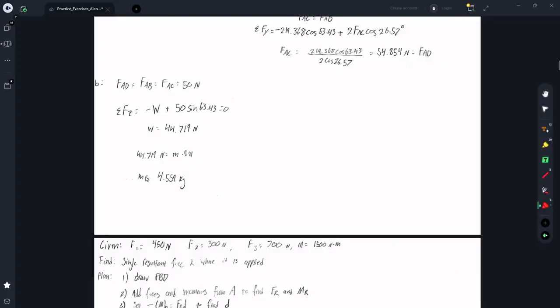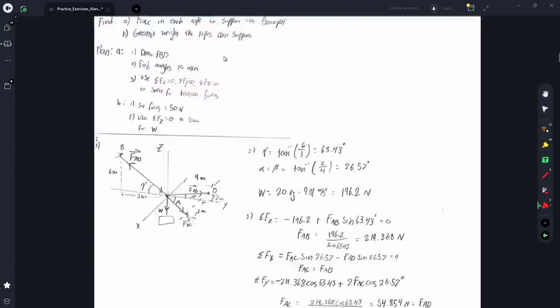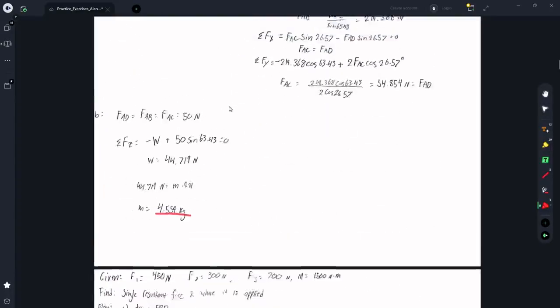So it wasn't asked, but I just wanted to see what this was in kilograms. So using weight equals mg, I just divided by 9.81, and it was 4.6 kilograms. So the 20 kilogram crate from part 1 might have been a little bit unrealistic.